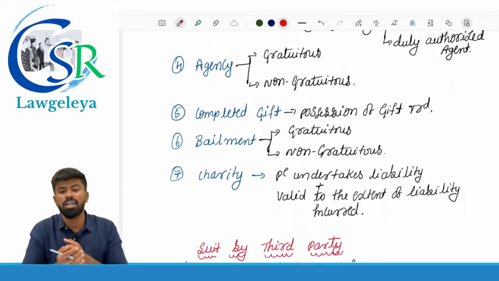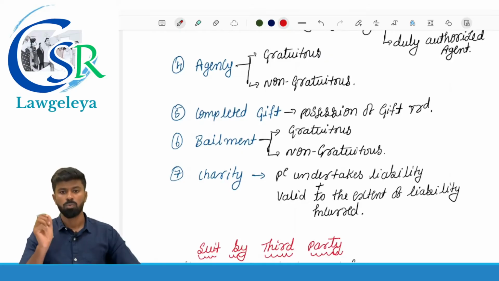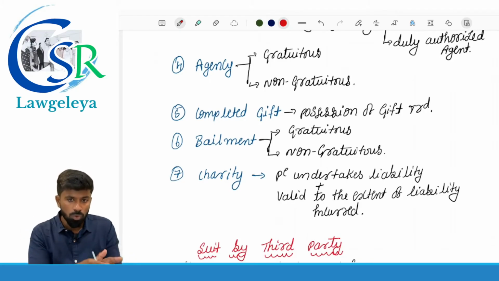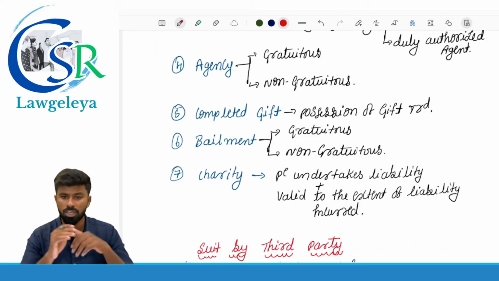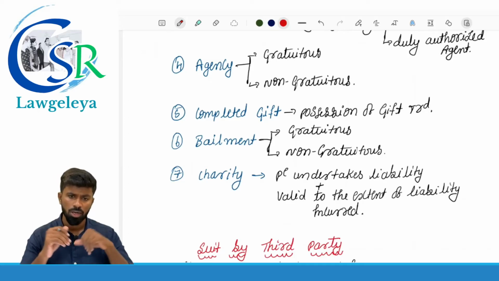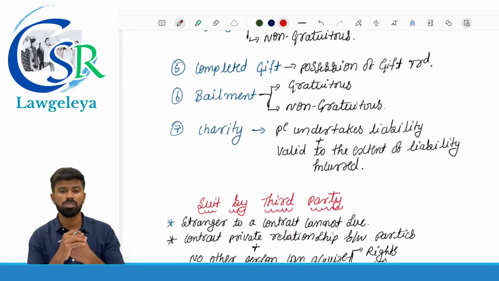Next one, completed gift. What is completed gift? Where the possession of the gift is transferred from the donor to the donee. It is called as what? Completed gift. In case of completed gift, what is not required? Consideration is not required.